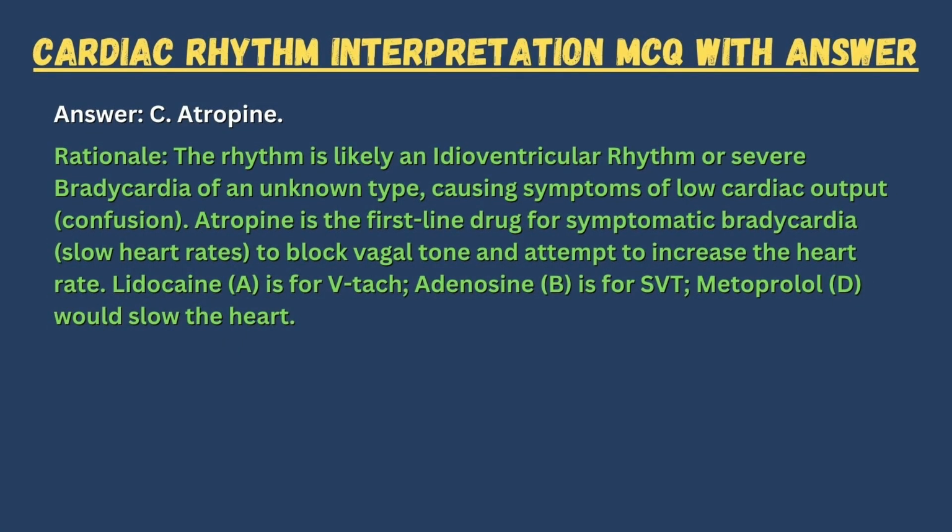Rationale: the rhythm is likely an idioventricular rhythm or severe bradycardia of an unknown type, causing symptoms of low cardiac output, confusion. Atropine is the first-line drug for symptomatic bradycardia, slow heart rates, to block vagal tone and attempt to increase the heart rate. Lidocaine A is for V-Tach, adenosine B is for SVT, metoprolol D would slow the heart.